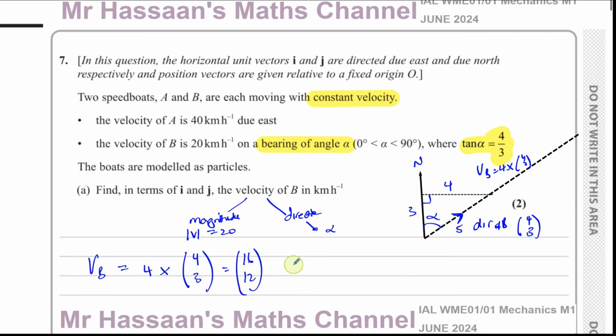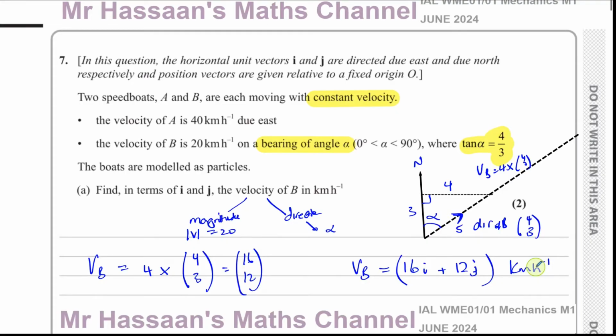Therefore, in terms of i and j, the velocity of B is 12i plus 16j in kilometers per hour. So that's how we find the velocity. You have to be careful. It's not just the direction and it's not just the magnitude.